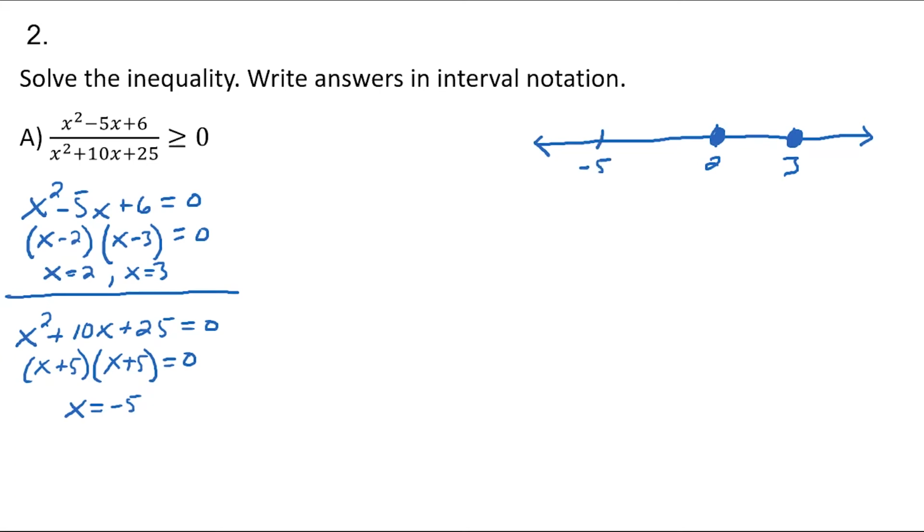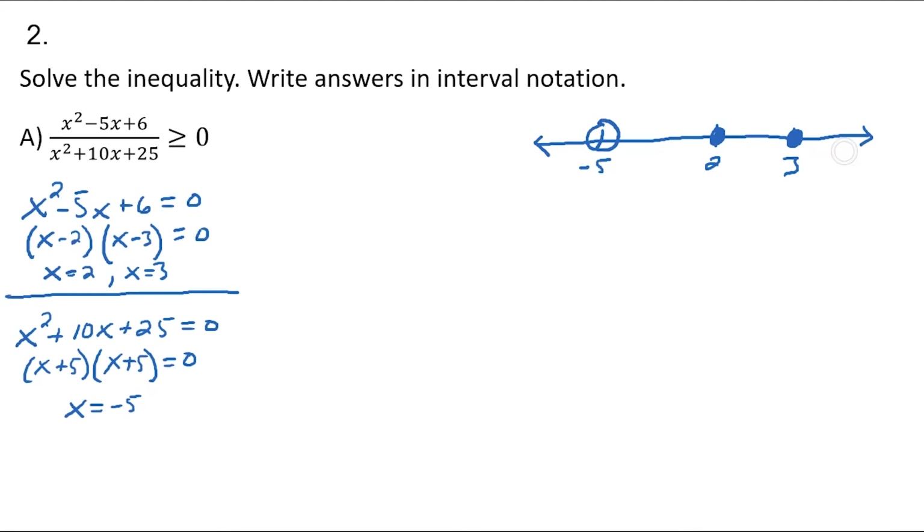Now let's take a look again. This is in the denominator, so if I plug in negative 5 here, I'm going to get something undefined. So in my solutions, I'm not going to include the value of negative 5. I just want to go up to it, so I have to put an open circle there. Now you see my number line has been broken up into 4 sections: negative infinity up to negative 5, negative 5 up to positive 2, 2 to 3, and 3 to positive infinity.